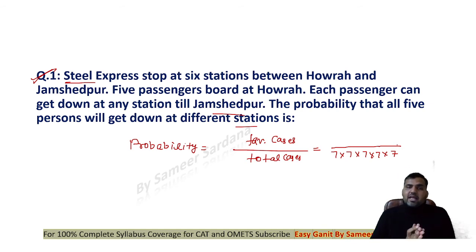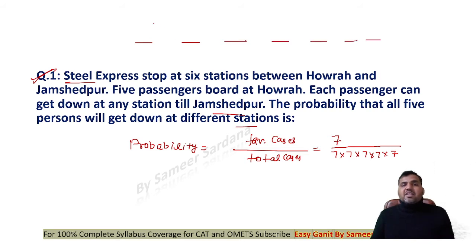The probability that all persons will get down at different stations. That means the first person has seven choices to get down at any of the stations, right? So let's say these are the 7 stations: 1, 2, 3, 4, 5, 6, 7. Let's say that the first passenger gets down at this particular station, right?